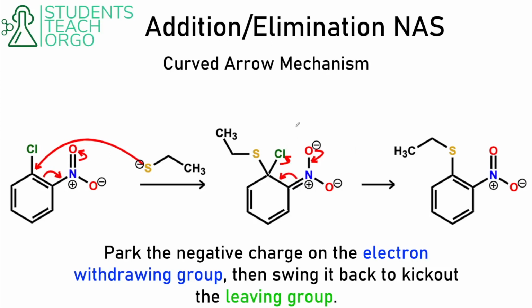So a good phrase to think about how the addition-elimination mechanism works is that we're going to park that negative charge on the electron withdrawing group and then swing it back to kick out whichever leaving group we had on our benzene ring.